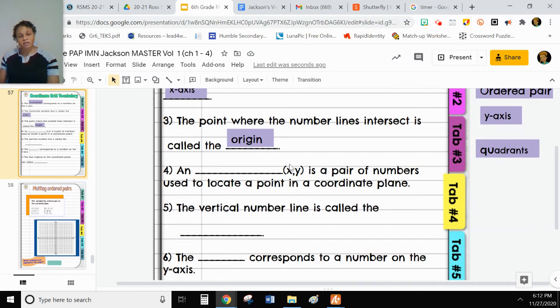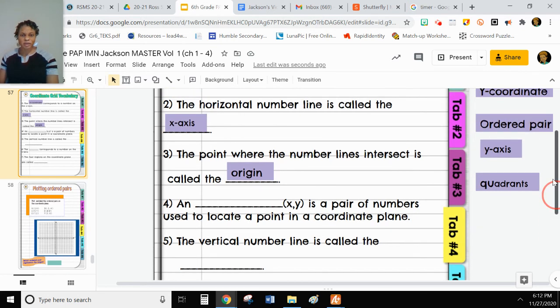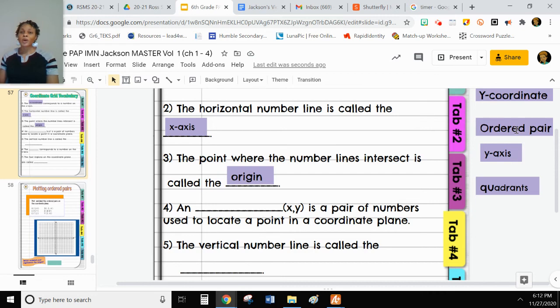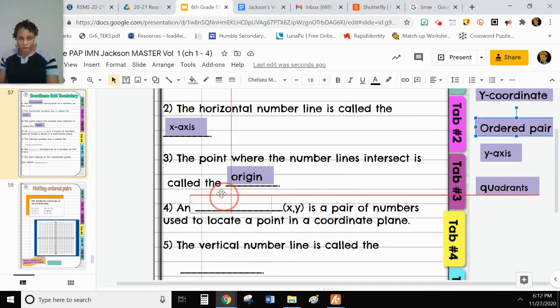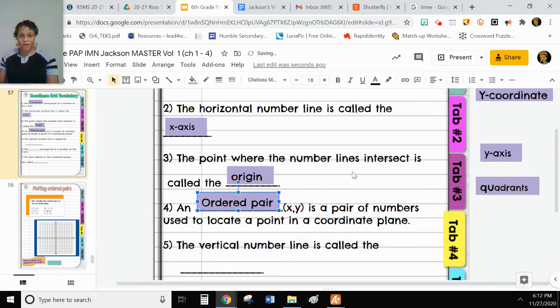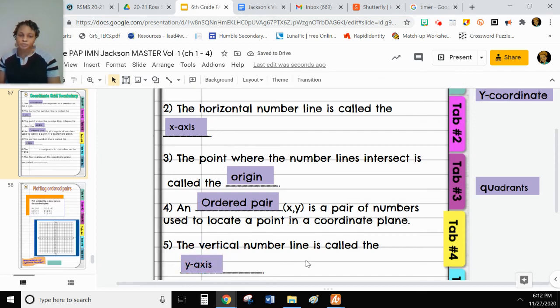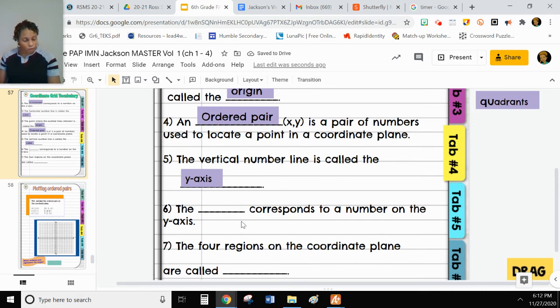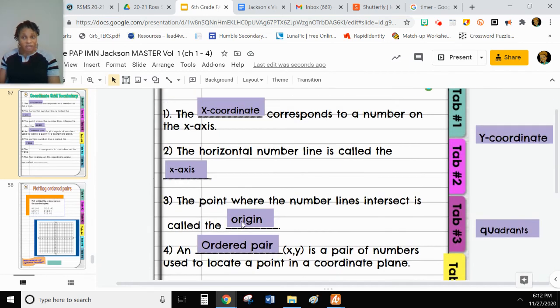And blank, x comma y, is a pair of numbers used to locate a point in a coordinate plane. How do we locate points in a coordinate plane? Ordered pair. Remember we just talked about an ordered pair has an x comma y. The vertical number line is called the y-axis. The blank corresponds to a number on the y-axis. What is that called? The y coordinate.